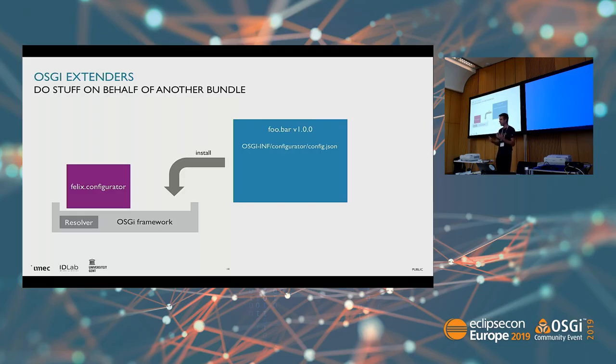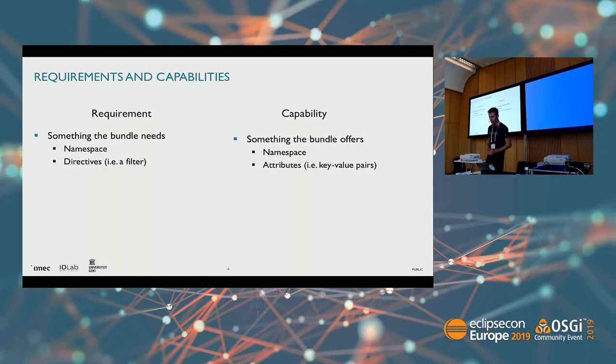And you don't enforce this with a package. You don't have a package import felix.configurator or something. So we have the resolution step for import package, export package, but this is not enough. We need more than that. And that's basically requirements and capabilities.